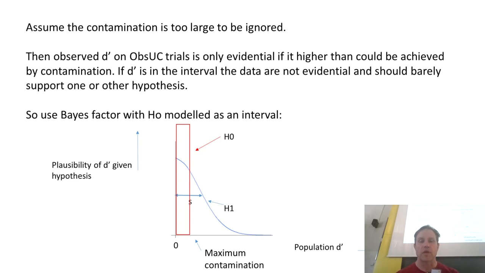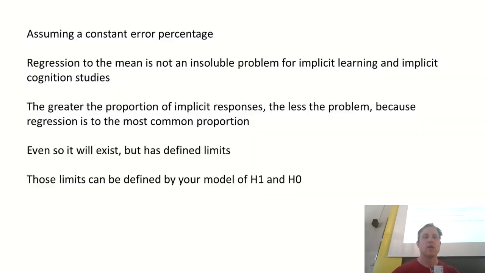And then you model your H1 here, however you would normally model it. This is for a Bayes factor. And then with the Bayes factor, you compare, you get the evidence for your H1 versus your H0. So assuming a constant error percentage, regression to the mean is not an insoluble problem for implicit learning and implicit cognition studies generally. The problem can have defined limits. I mean, in some cases, those limits might be too high, and you have to forget about it, but it's worth looking at this to see.